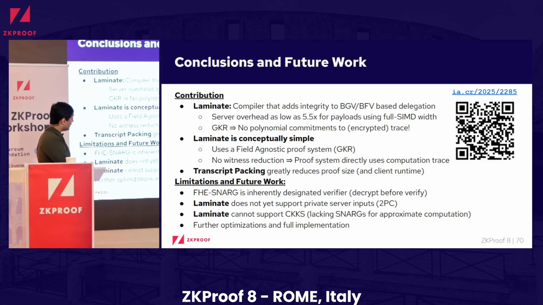And then some limitations, which were discussed also in the previous presentation: it's inherently designated verifier. You have to decrypt first before you can verify the proof. We don't yet support private server inputs, coming soon, hopefully. And it fundamentally cannot support CKKS right now because we don't have good SNARGs for approximate computation. Finding an FHE-friendly SNARG for approximate computation is just another constraint. More optimizations and a full implementation are also pending.